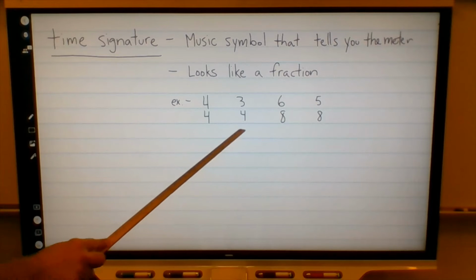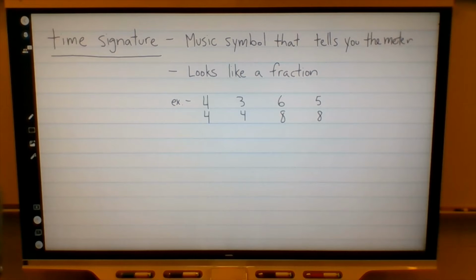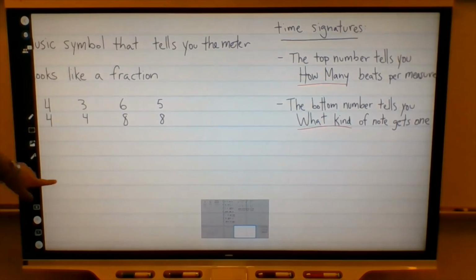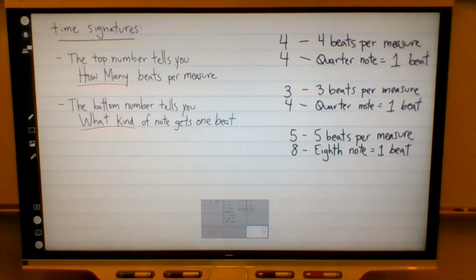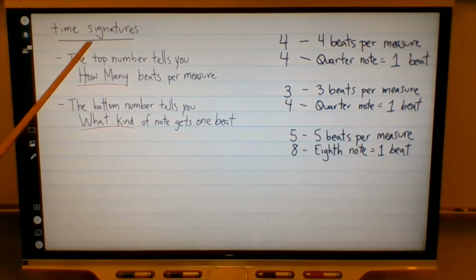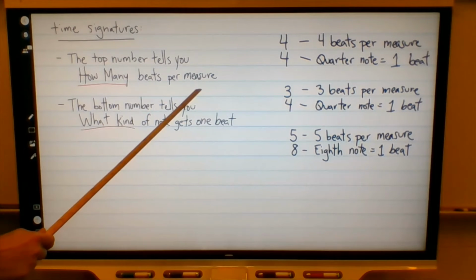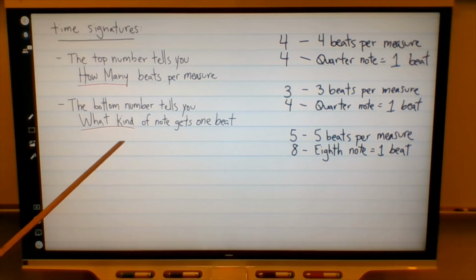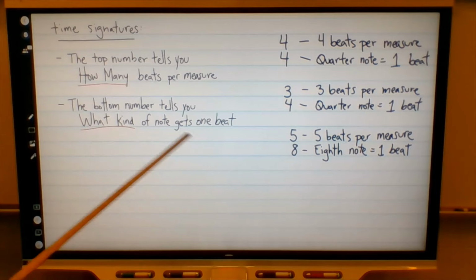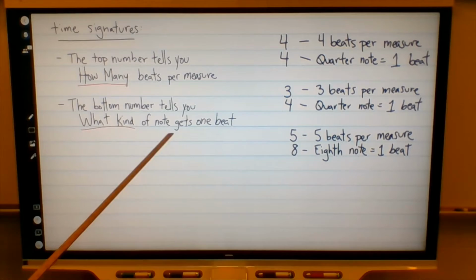This is called 4/4, 3/4, 6/8, 5/8. You can have a lot of different combinations of numbers because you can have a lot of different meters in your song. Breaking down the time signature further, let's talk about what each of those numbers mean. In a time signature, the top number tells you how many beats per measure. The bottom number tells you what kind of note gets 1 beat. The top number is how many beats. The bottom number is what kind of note gets 1 beat.